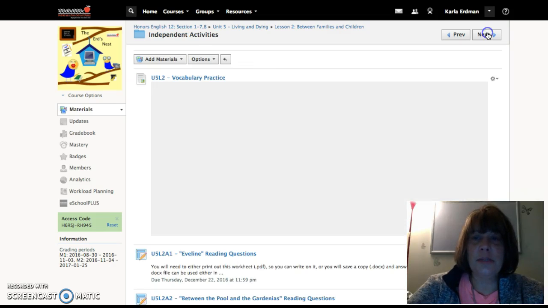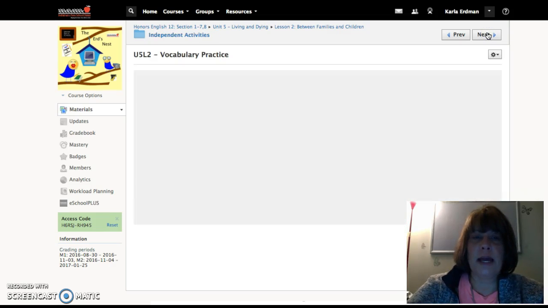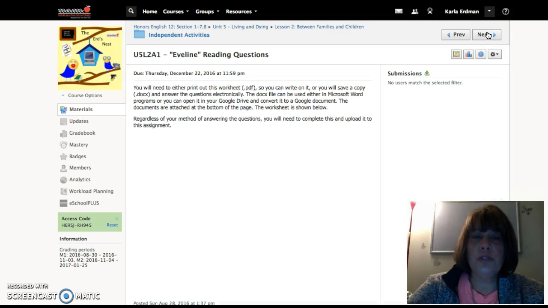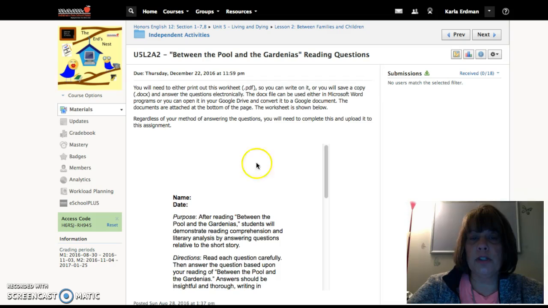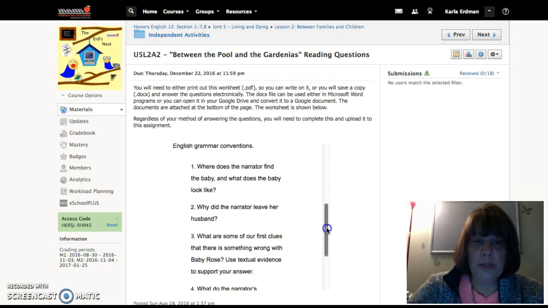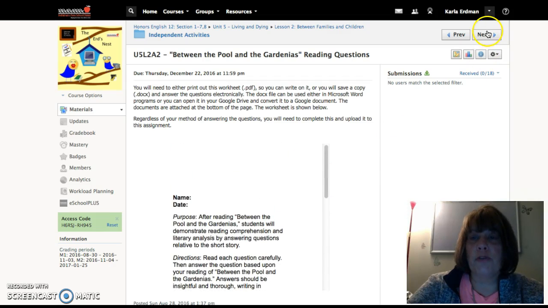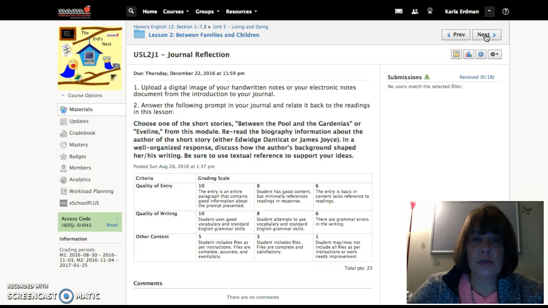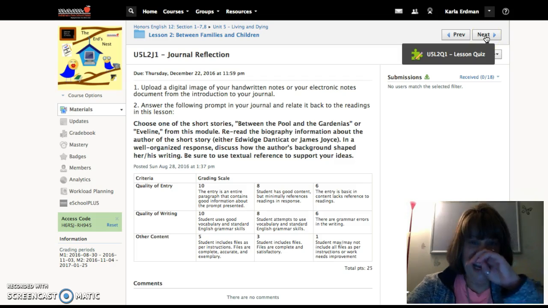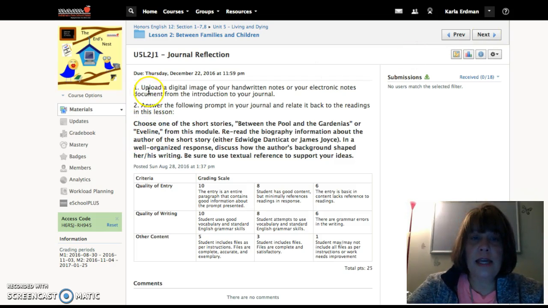And then under independent activities, you have your vocab as usual. You do have reading questions for both Eveline and Between the Pool and the Gardenias. However, I'm pretty sure that the questions are pretty limited. There's about 4 or 5 for each of those. And you have your journal. Here it does say upload the electronic notes. That's from the theme. But each of the reading questions has their own assignment.